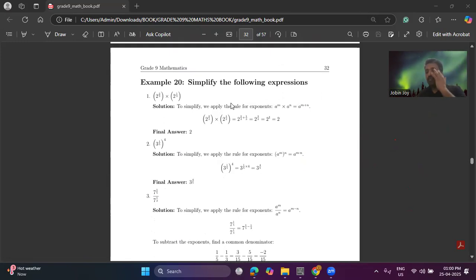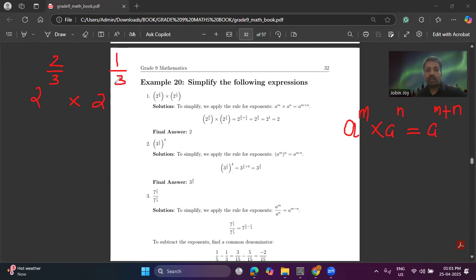Next we are going to apply the laws of exponents. We already studied the different laws of exponents. First, we will start with a raised to m into a raised to n is equal to a raised to m plus n. So here the question is 2 raised to 2 by 3 into 2 raised to 1 by 3. Here this is m, this is n, and this is a, right? Now this is in the form of a raised to m into a raised to n. What is the answer? 2 raised to m plus n.